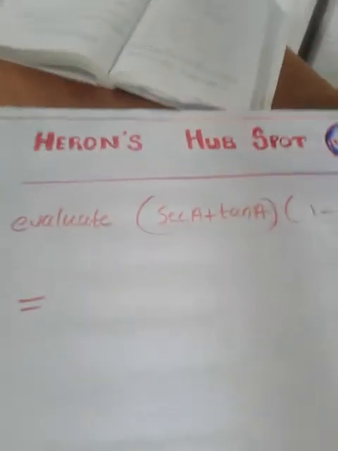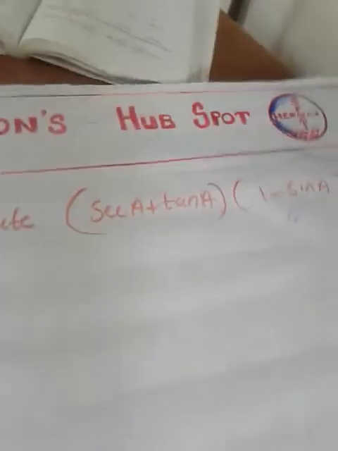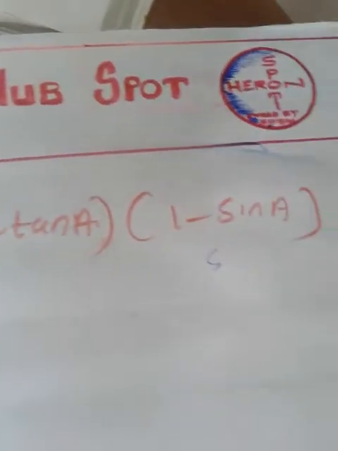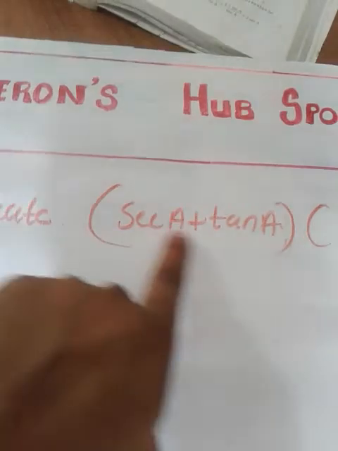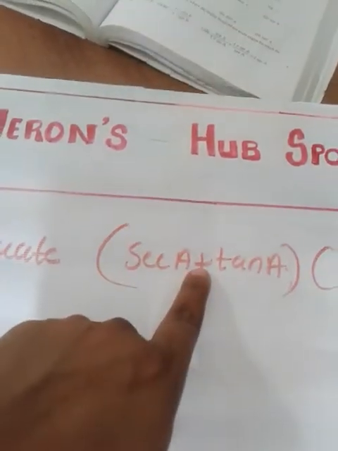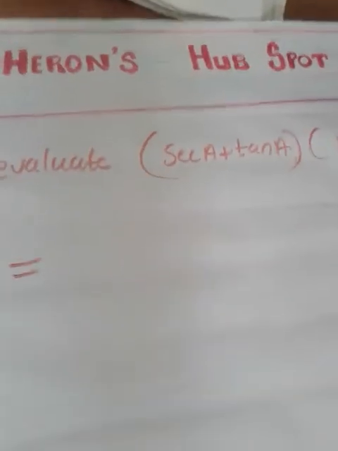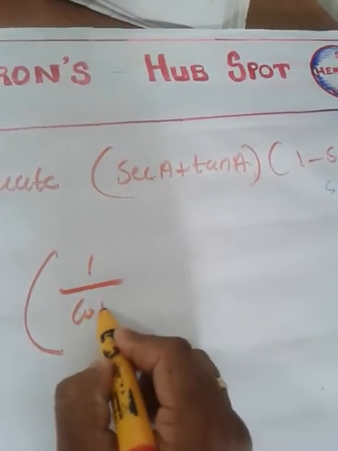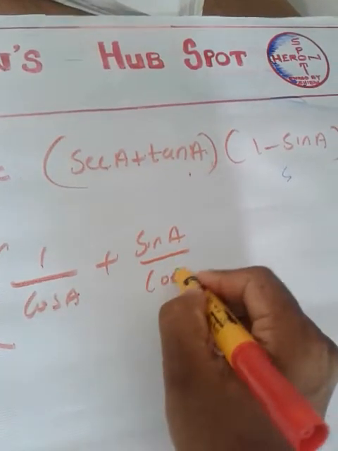And our next question is evaluate (sec a plus tan a) into (1 minus sin a). 4 options are given there. Let it be any option. We are going to simplify it first. Sec a plus tan a into 1 minus sin a. This is the question. And here also you just see sec a and tan a come together, and in between the sign is plus. So how can we replace? Can anyone tell me how you can replace? Sec a you can replace by 1 by cos a, plus tan a you can replace by sin a by cos a.